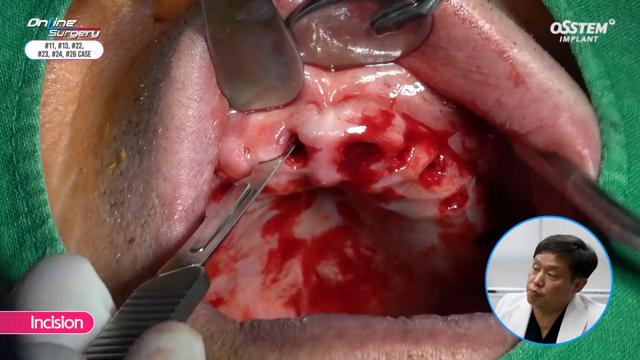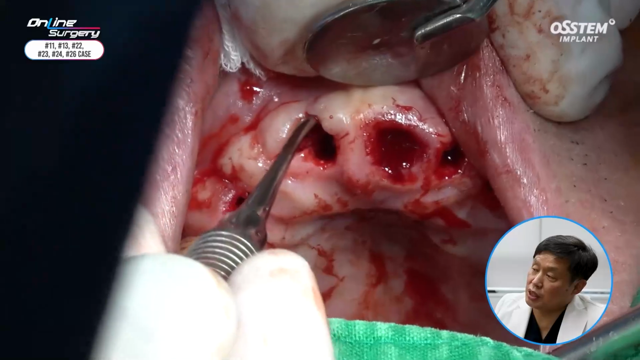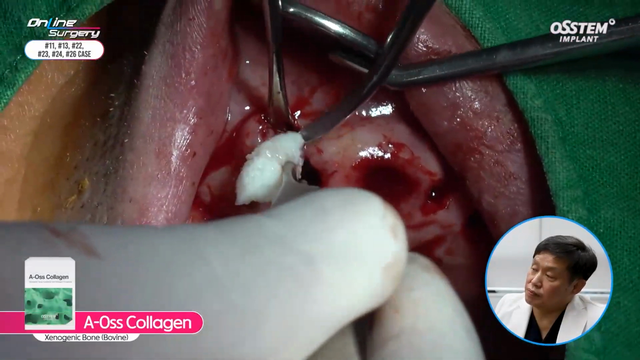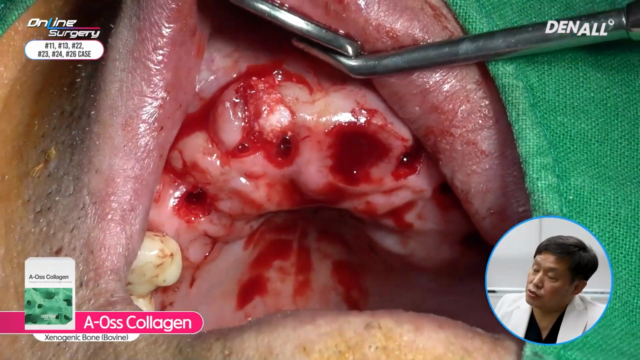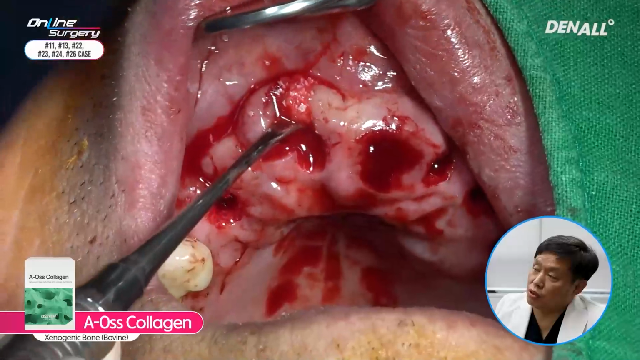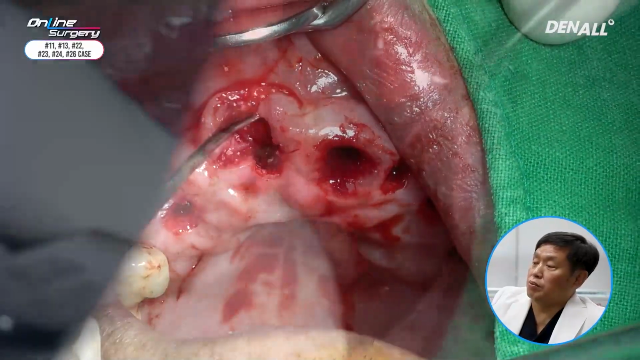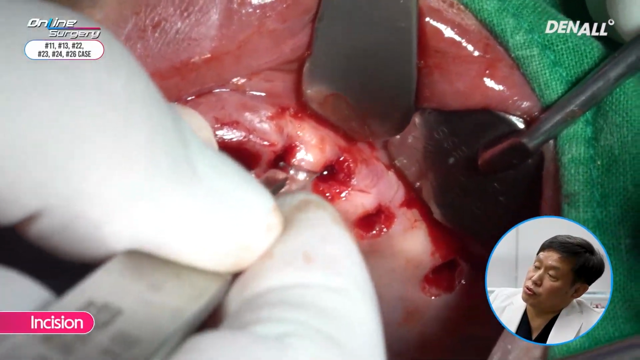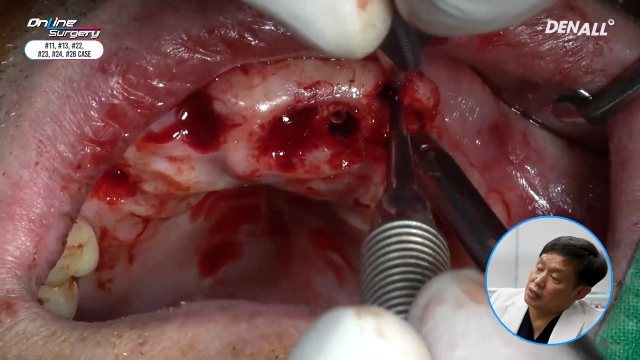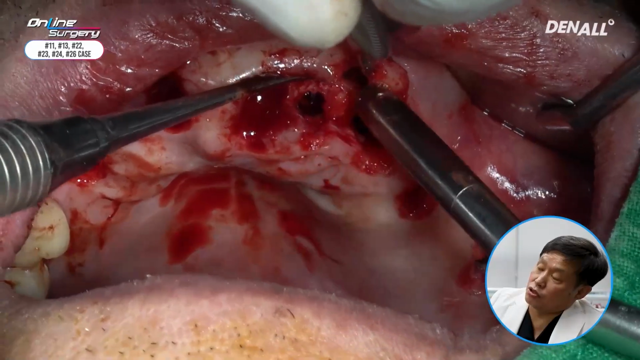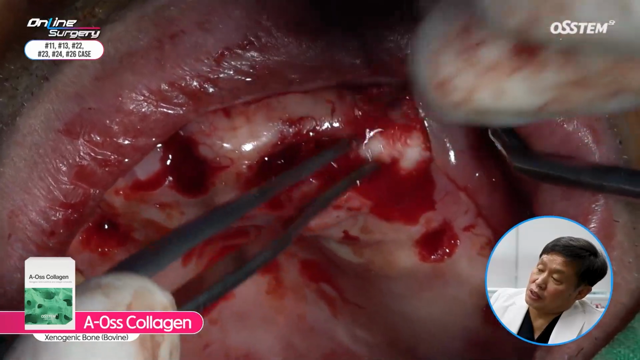Because there was a bit of defect in the anterior area, a minor incision was made and a GBR was performed. In number 11, for the labial defect, AS collagen was used. Bone graft was done. In number 23 and 22, a minor incision was given and bone graft was performed. There was a bit of labial wall left here. AS collagen was used here.